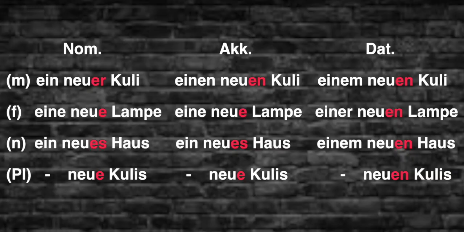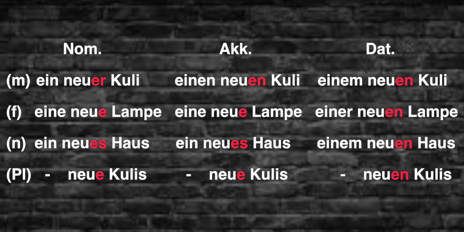So it's ein Kuli, eine Lampe, ein Haus, and there's no plural article for indefinite articles. Now I'm first going to read it for you, and then we'll see what kind of pattern we have here. Ein neuer Kuli, eine neue Lampe, ein neues Haus, neue Kulis, einen neuen Kuli, eine neue Lampe, ein neues Haus, neue Kulis, einem neuen Kuli, einer neuen Lampe, einem neuen Haus, neuen Kulis.